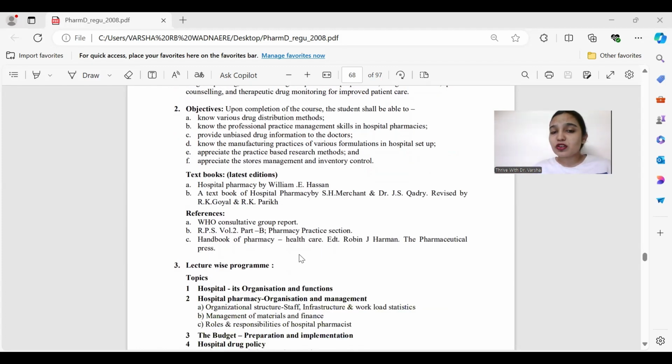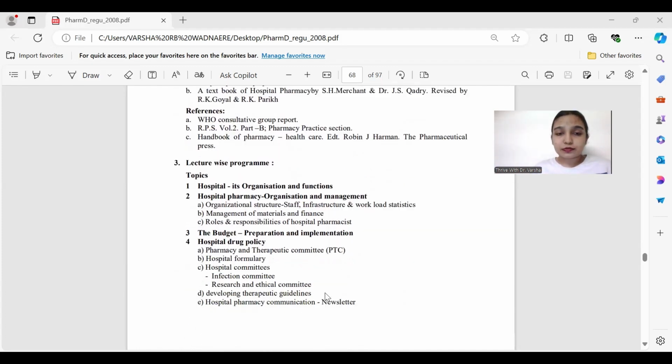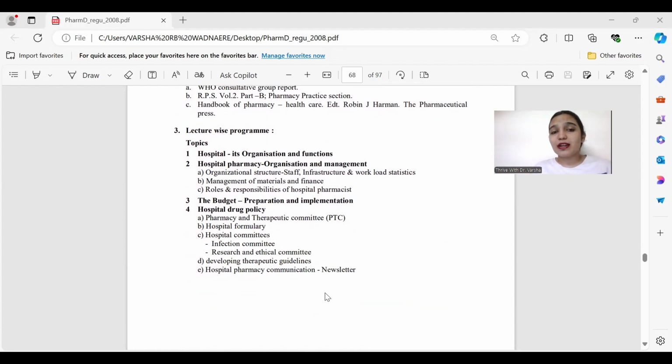Now, what book you should refer: whatever book your professor is guiding you to refer, you can refer that, as well as any book that is available in your library. The topics that are included. Now, let's see. Hospital, its organization and function.